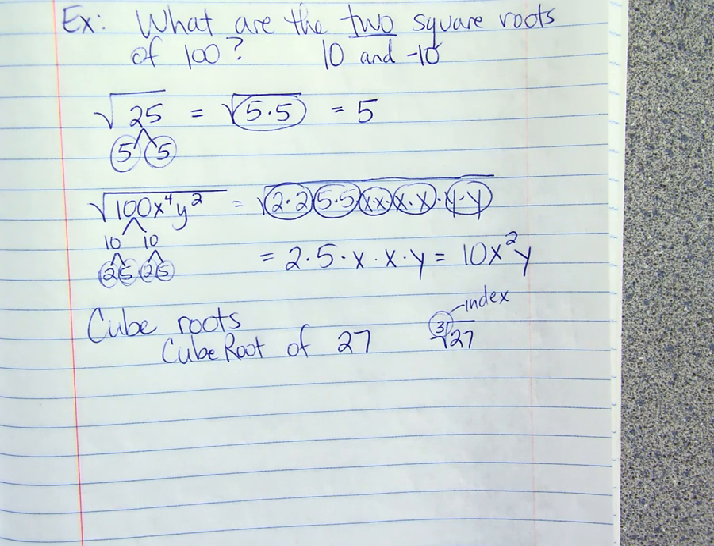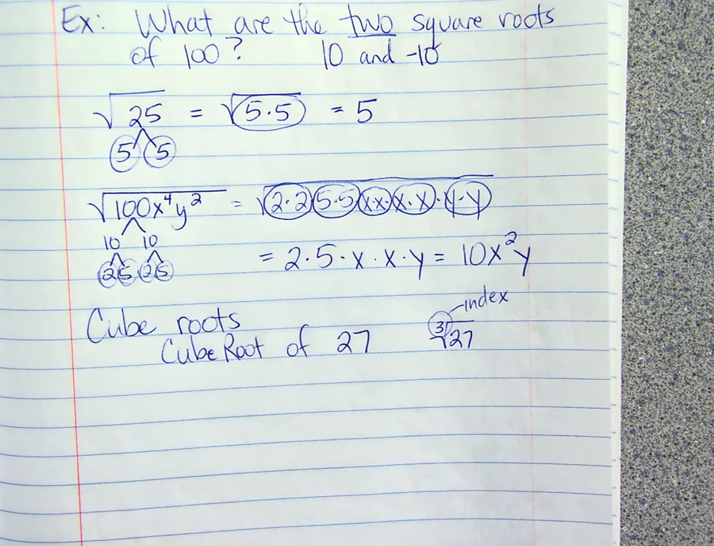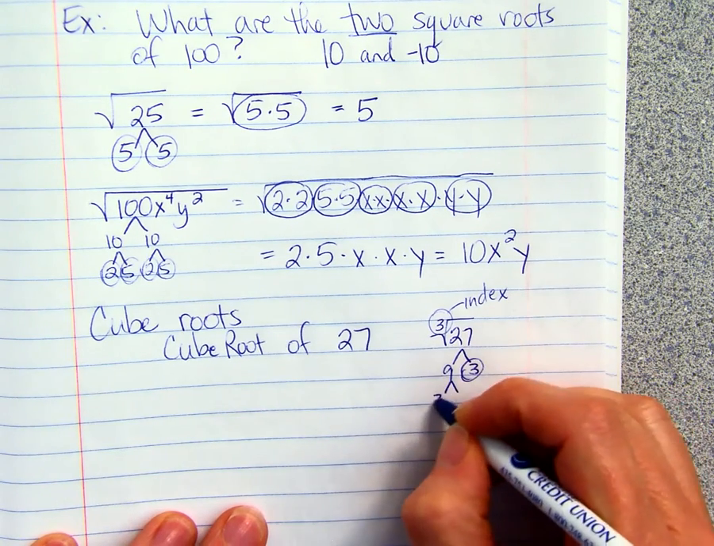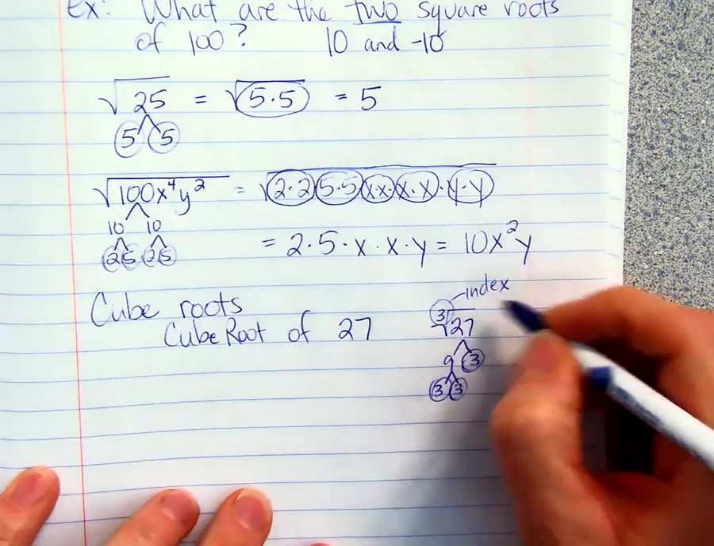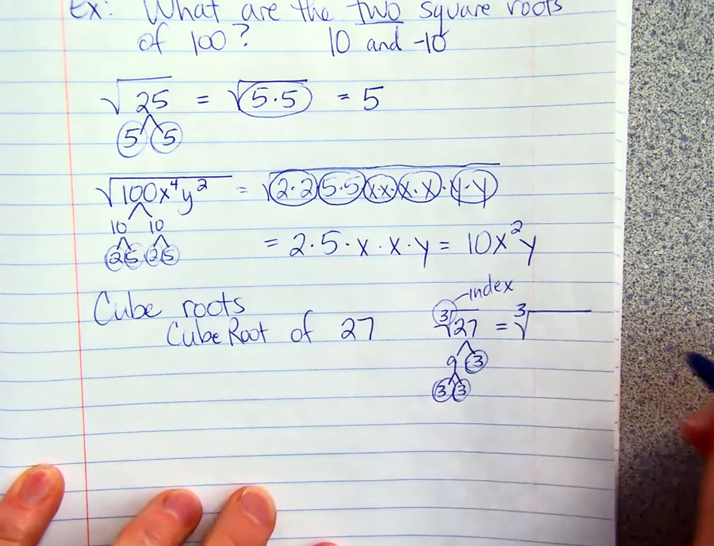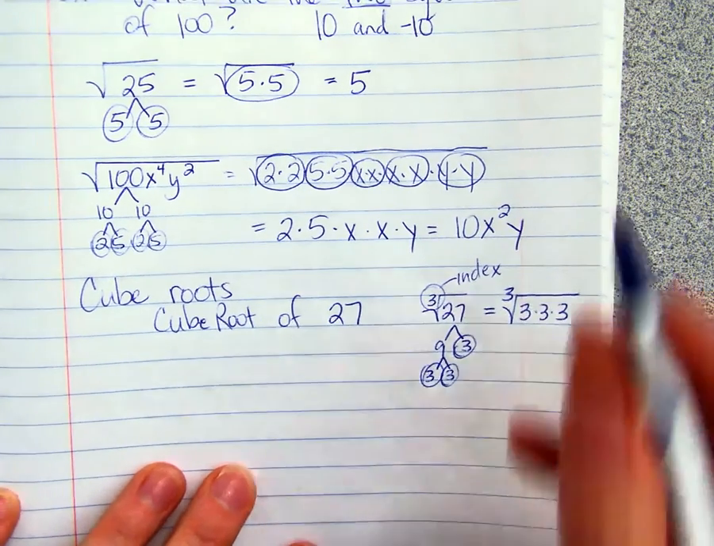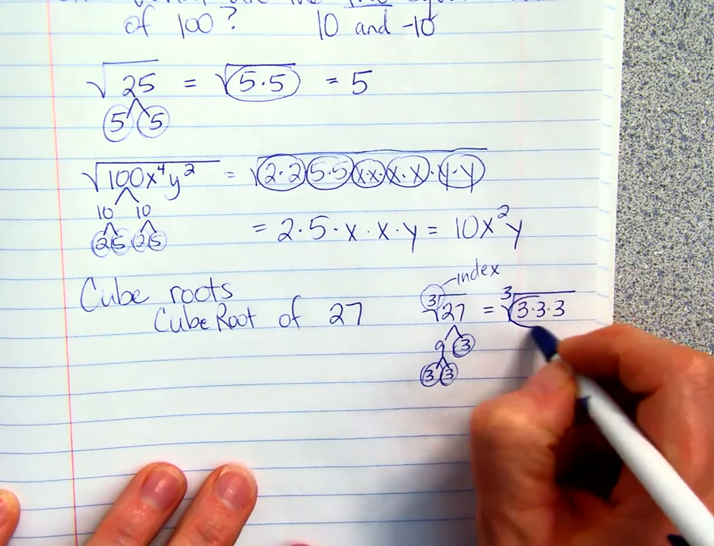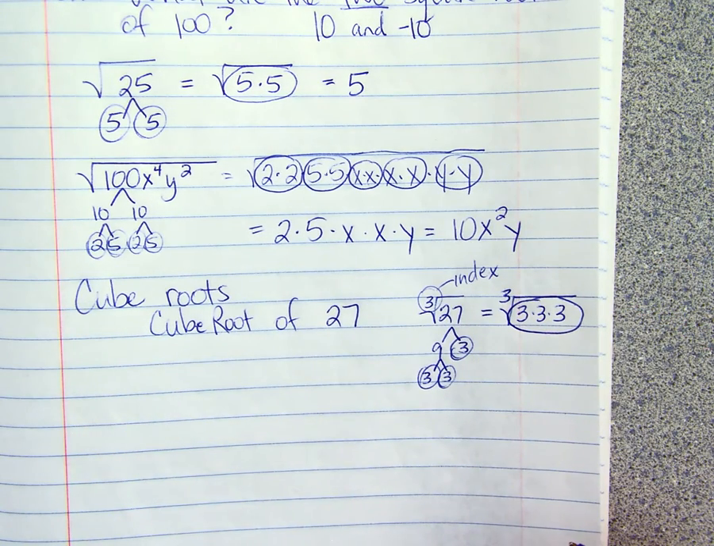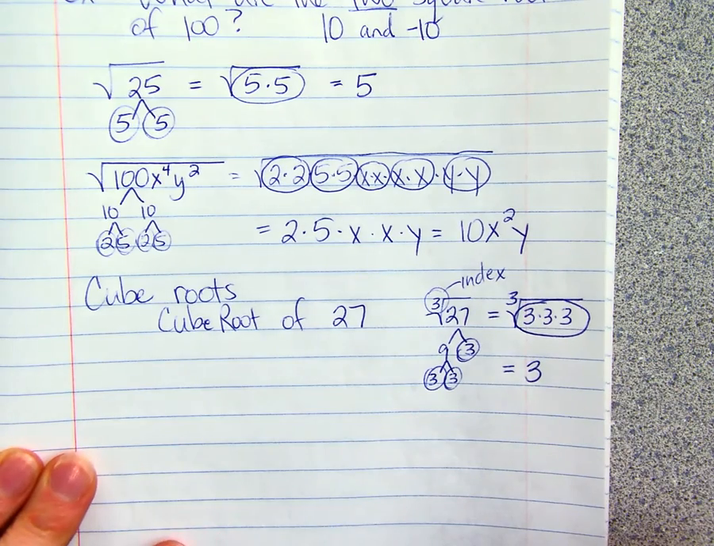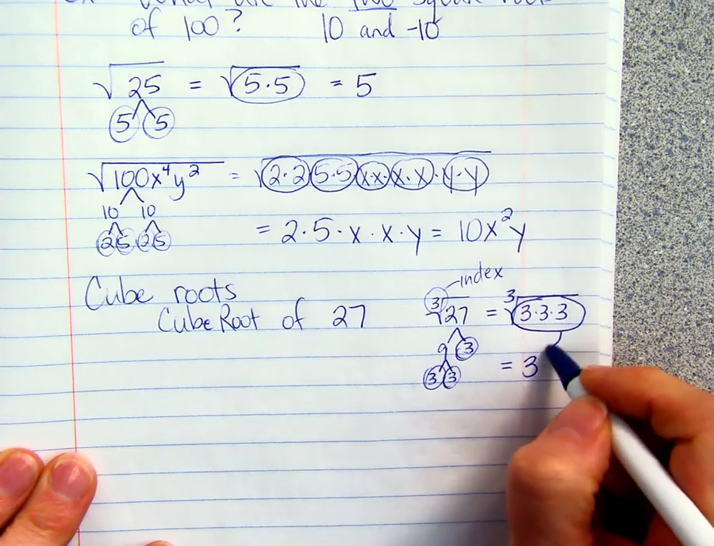So we can look for triples. You know, in the square root we looked for doubles. In the cubed root we can look for triples. So I like to do my factor tree. 27 is 9 times 3. 9 is 3 times 3. So the cubed root of 27 is the same thing as the cubed root of 3 times 3 times 3. We circle triples, because this number 3 right here tells us to circle 3 at a time. And then we take 1 out. So the number's 3, because 3 cubed is 27.